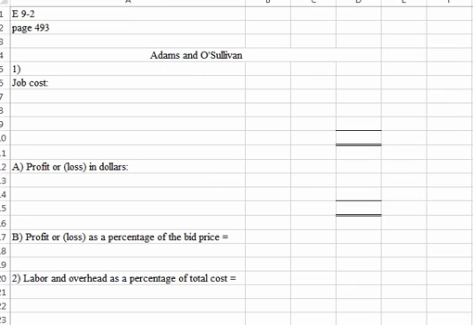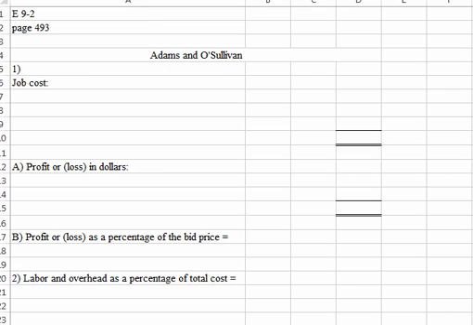Let me introduce the exercise first. Exercise 9.2 on page 493. We're going to work through it in the video here as well, and you can work through it with me. You won't have a homework problem like this one, but again, you could see one like this on your final, which just covers chapters 9 and 10.